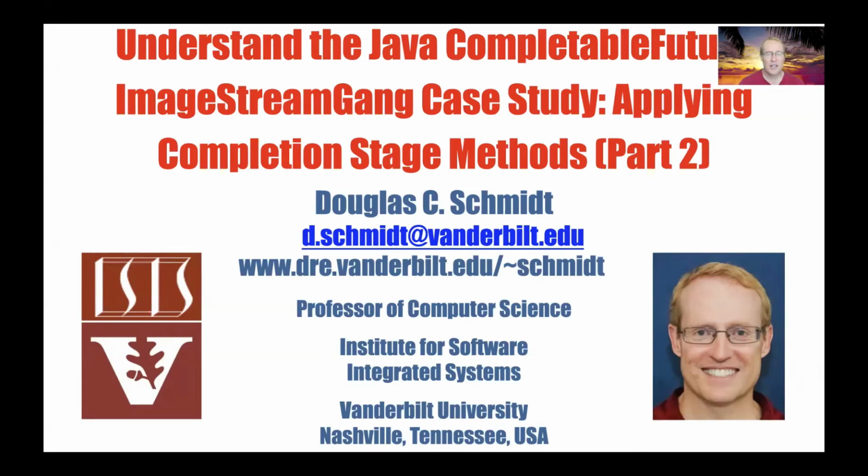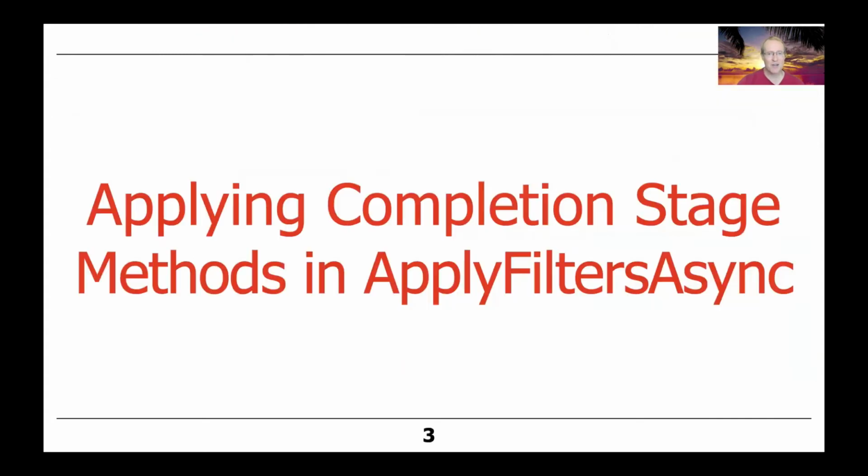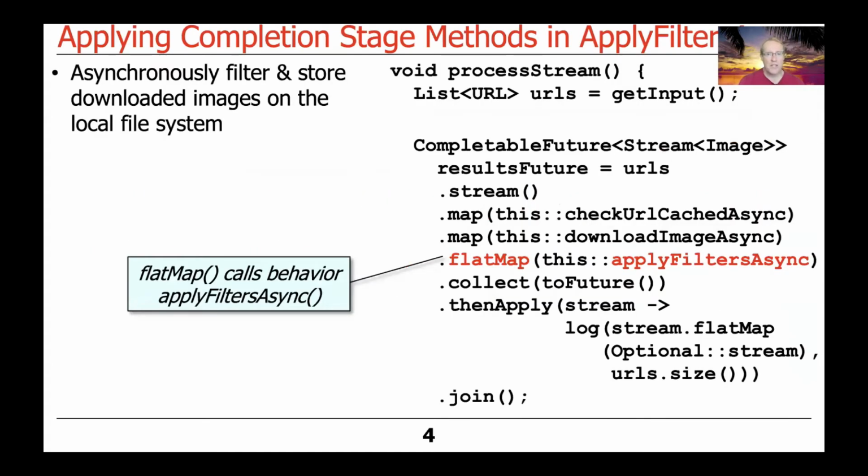So now let's go ahead and take a look at yet another example of using completion stage methods in the context of our CompletableFutures variant of the ImageStreamGang case study. This will be looking at another method that's part of the case study implementation called applyFiltersAsync. I think you can probably get a sense of what that's going to be doing. It's going to be applying the image transforms asynchronously. So this is what gets done.